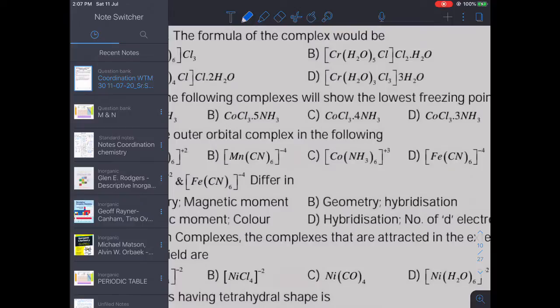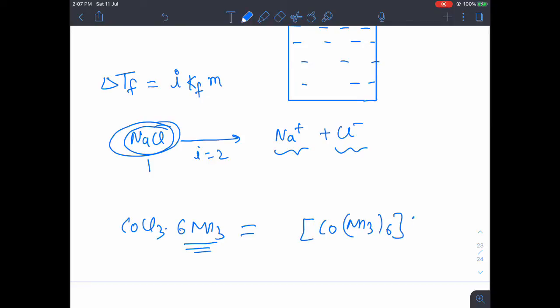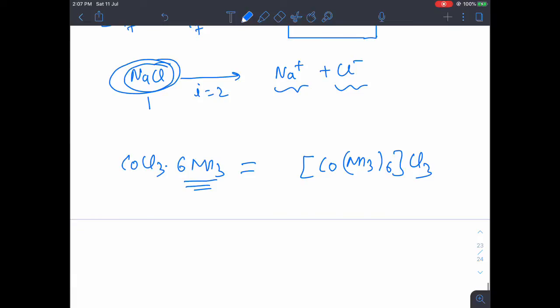That means CoCl3 dot 6 NH3. So what will be the actual representation? Because ammonia can never be outside, and it is hexa coordinated, I will take all ammonia inside and 3 chlorine outside. Now similarly, if it will be CoCl3 dot 5 ammonia, we have to take all ammonia inside. To maintain the coordination number 6, we have to take 1 chlorine inside, so 2 chlorine will be there.